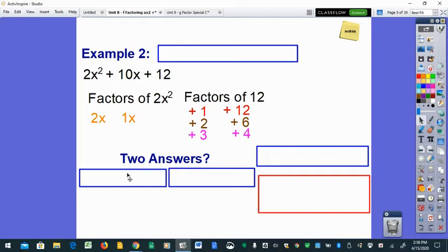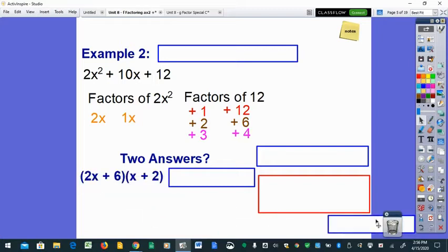So some of you might have come back and found the 2x plus 6 and an x plus 2. Do you see the 2x squared? Do you see a 4x on the outer and a 6x on the inner, which does make the 10x, and 6 times 2 is 12.